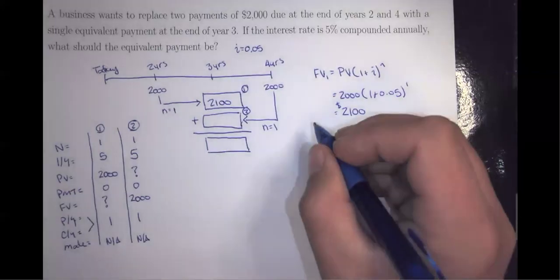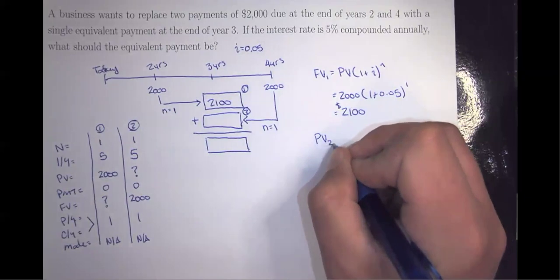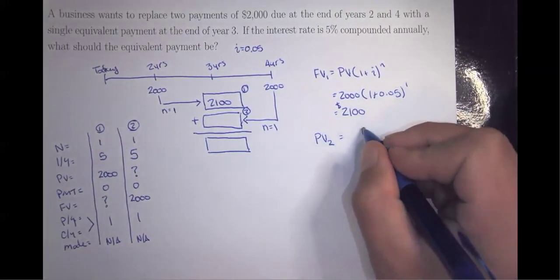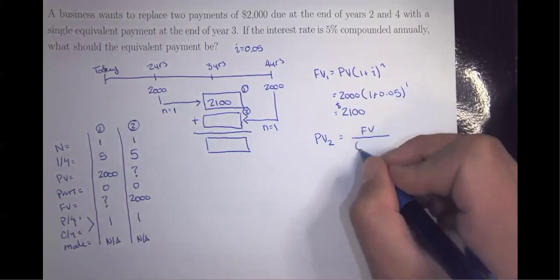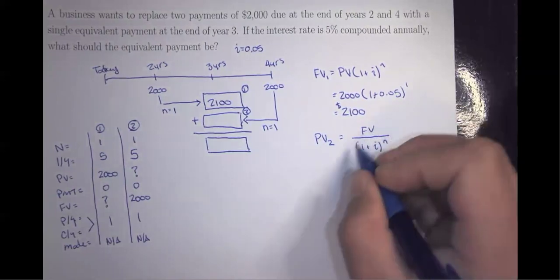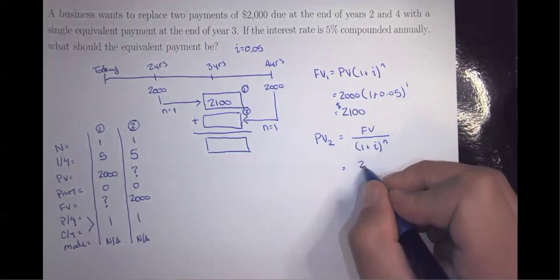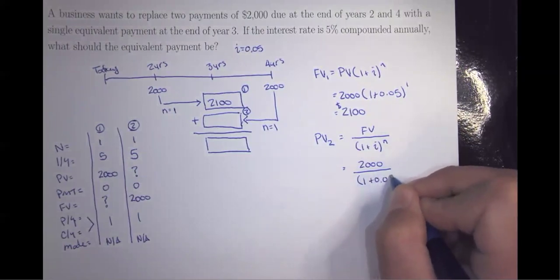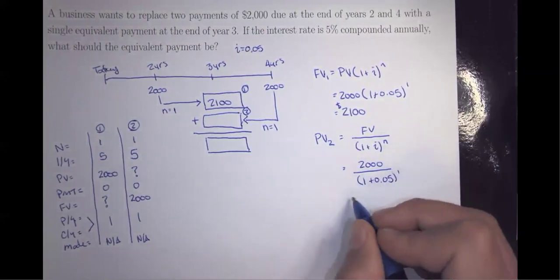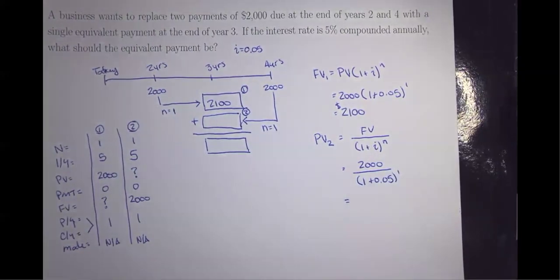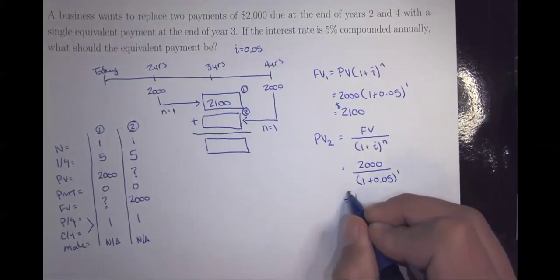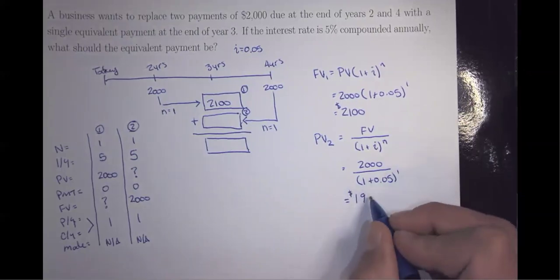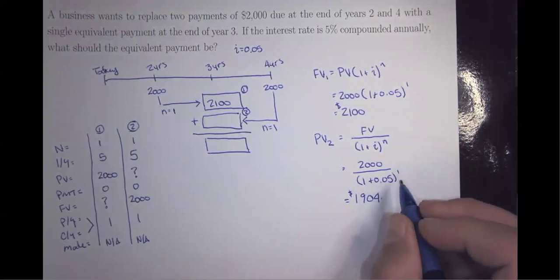For my second calculation, I'm looking for a present value, so we'll call that PV2. So that's my future value divided by 1 plus i to the power of n. My future value is $2,000, divided by 1 plus 0.05 to the power of 1. And we get $1,904.76.